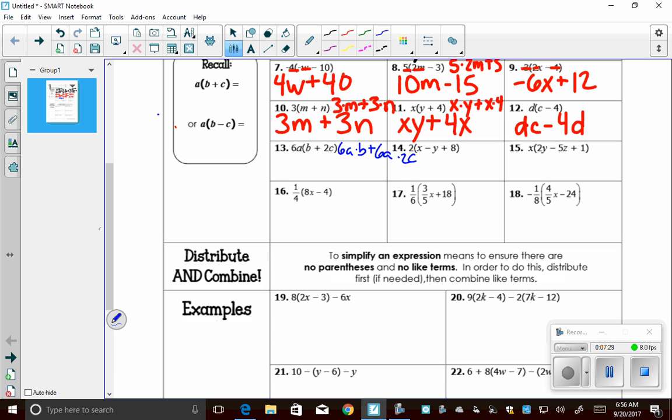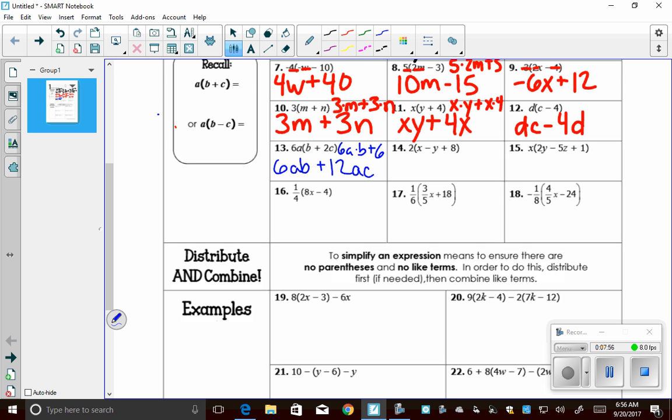So I'm going to do a 6 times 1, which is 6, a times b, which is ab, plus 6 times 2, which is 12, and a times c, which is ac. Okay, I'm going to erase this so I can get it out of my way. And I'm left with number 14.